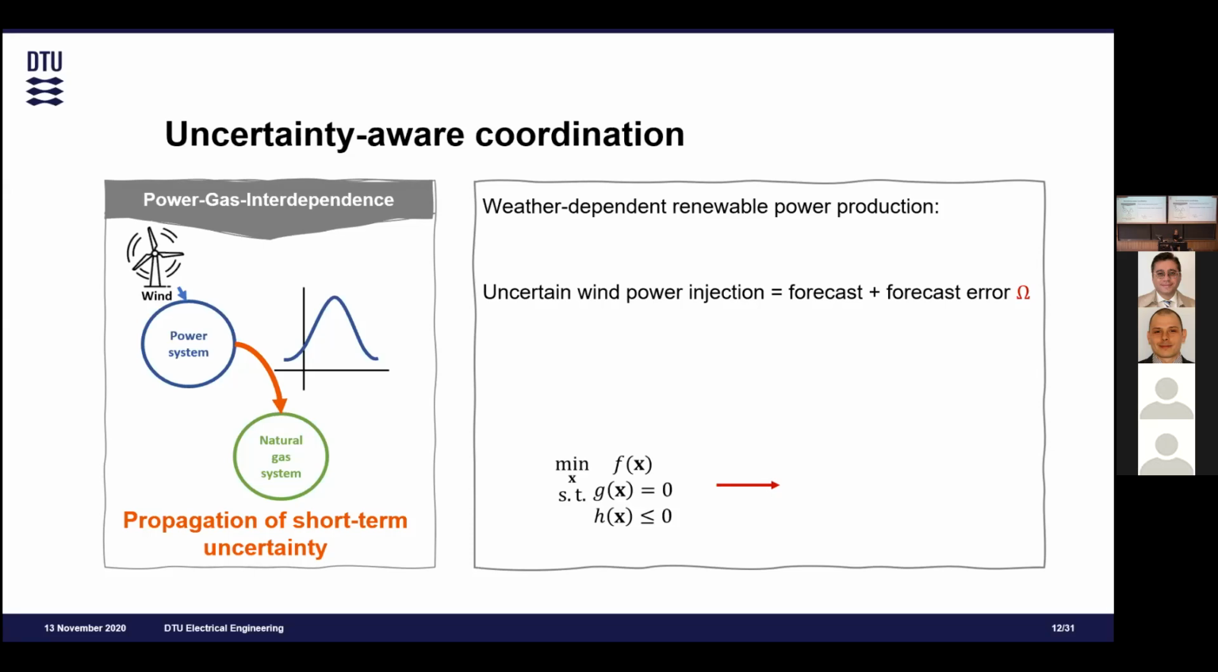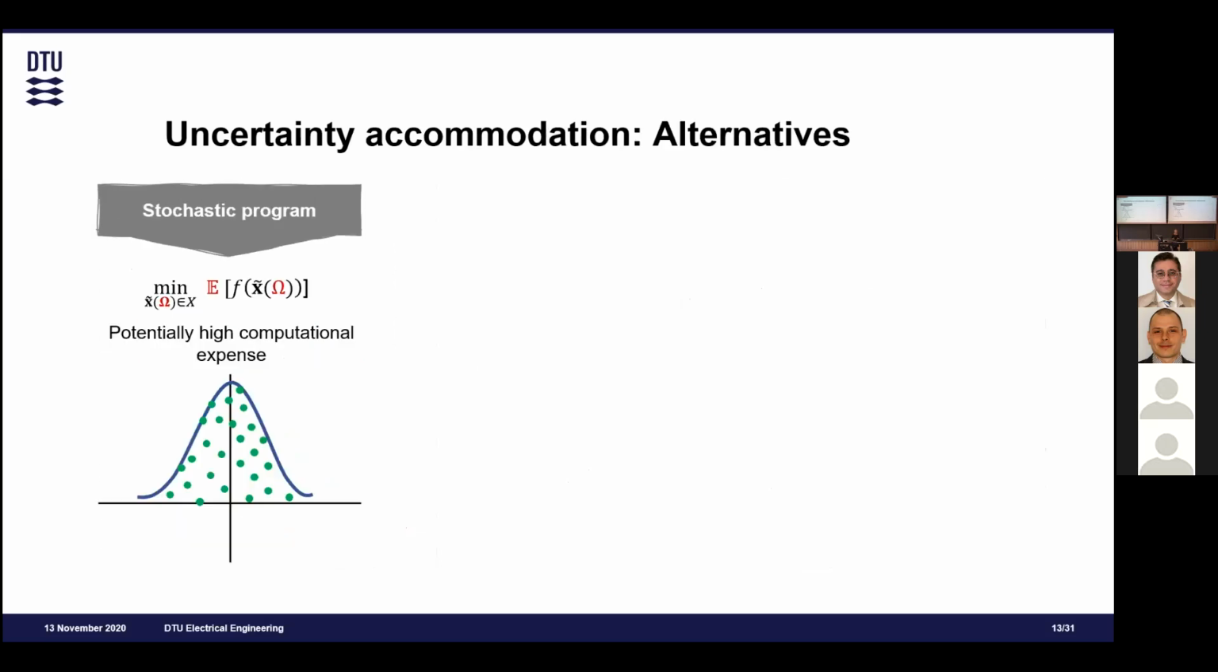So now we want to extend the full coordination model here in a compact form to become aware of forecast errors, resulting in a stochastic program with stochastic variables x tilde that include recourse actions dependent on the forecast error. So how should we accommodate uncertainty in our model? There are different alternatives. One is stochastic programming.